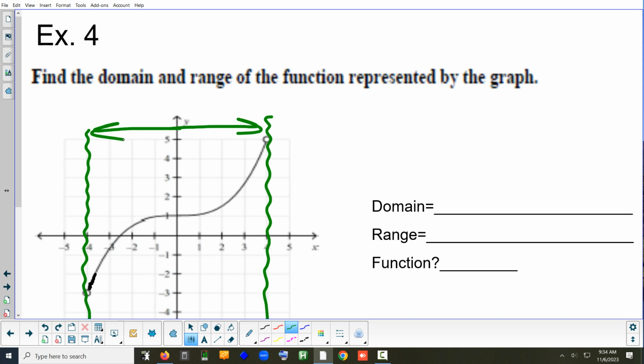So what we want to do is look how far left. What's the furthest left number that we go to? -4. So that's the furthest left one. That goes on the left. What's the furthest right one that we hit?